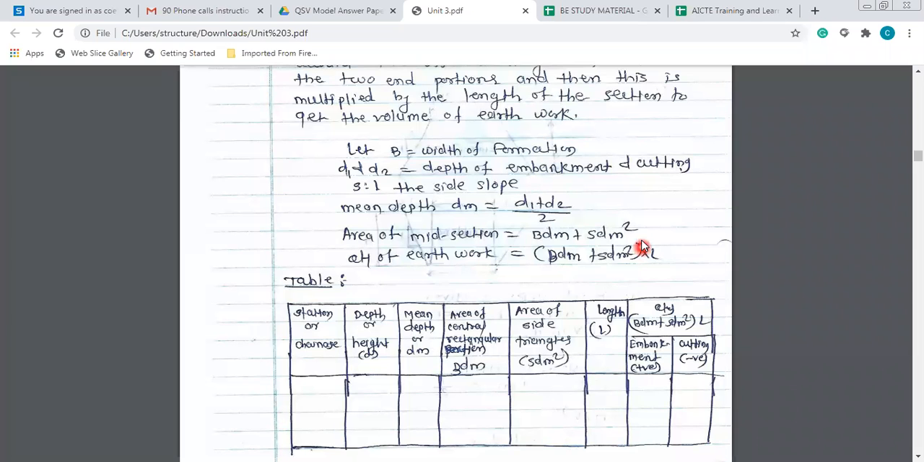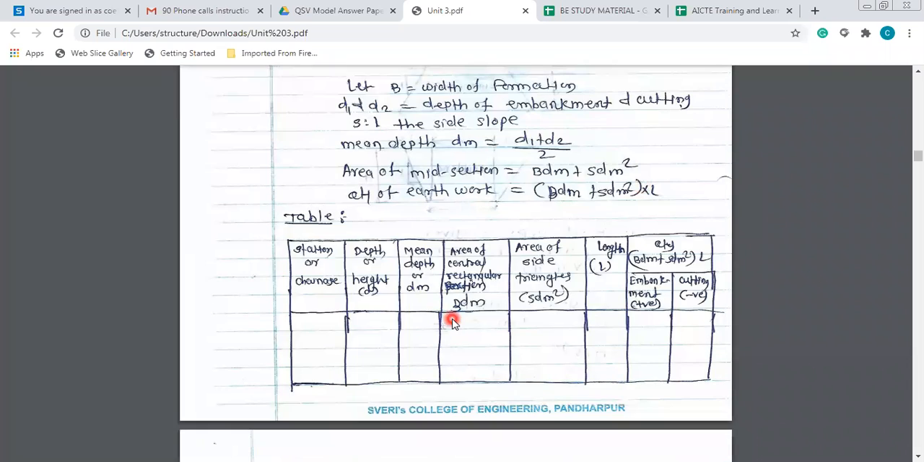Okay, then we have to prepare the table like this. You can note it down. The first column is the station or the chainage. The second column will be depth or the height. The third column is your mean depth. The fourth column is the area of the central rectangular portion. The fifth column is the area of the side triangles. The sixth column will be the length. The seventh column will be your total quantity. So quantity again has two parts, quantity in embankment and quantity in cutting. Embankment we consider positive, and cutting we consider negative. Okay, just giving the notations. So this table you have to use for solving the problem.